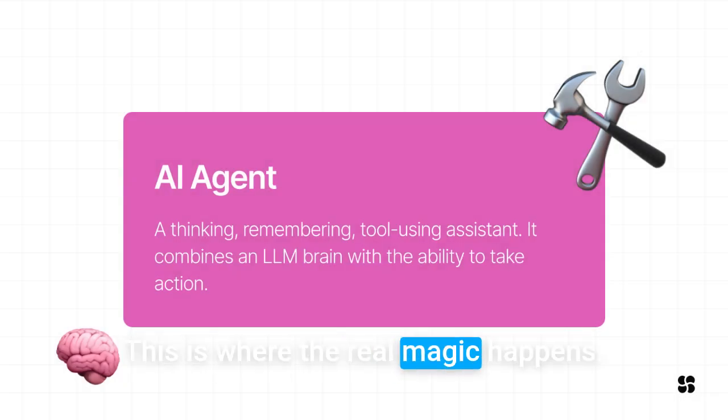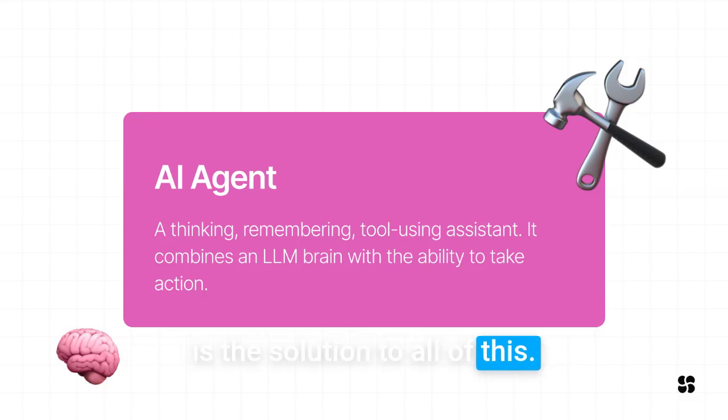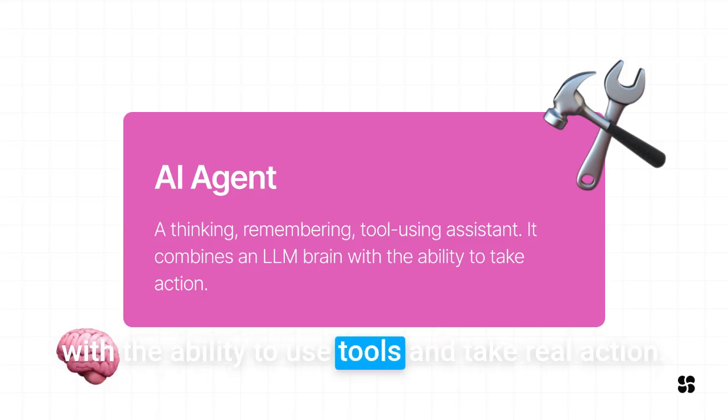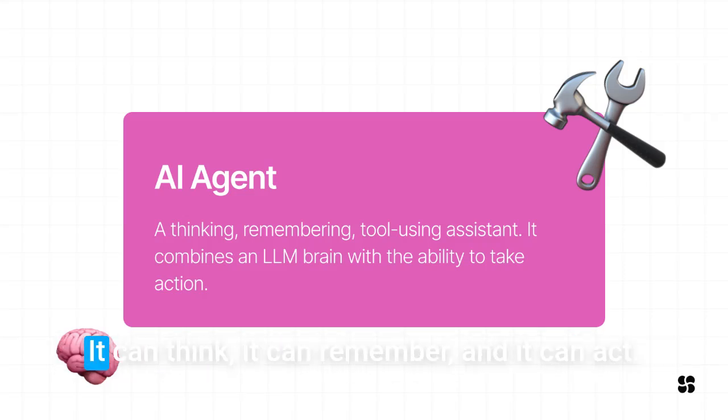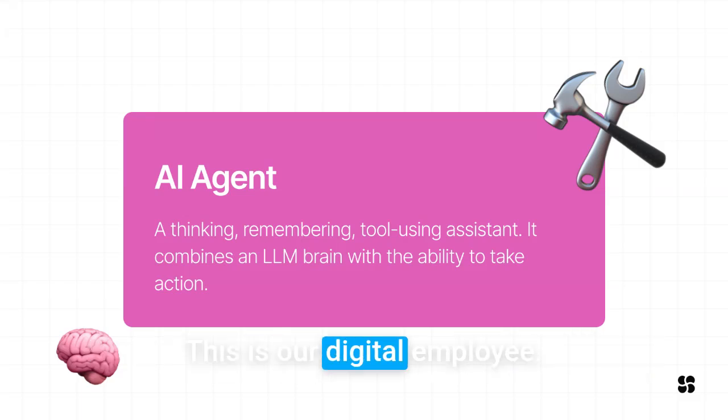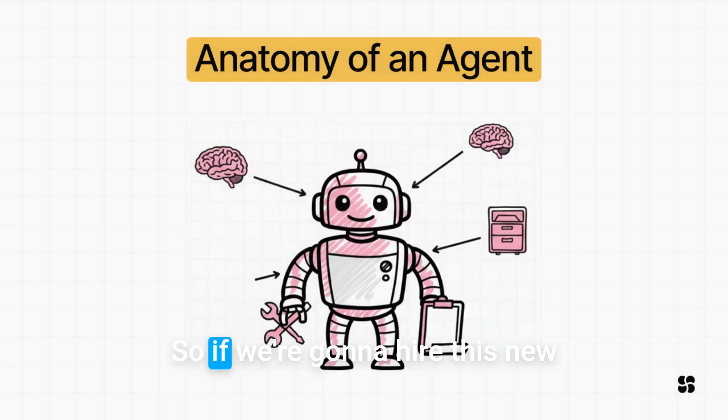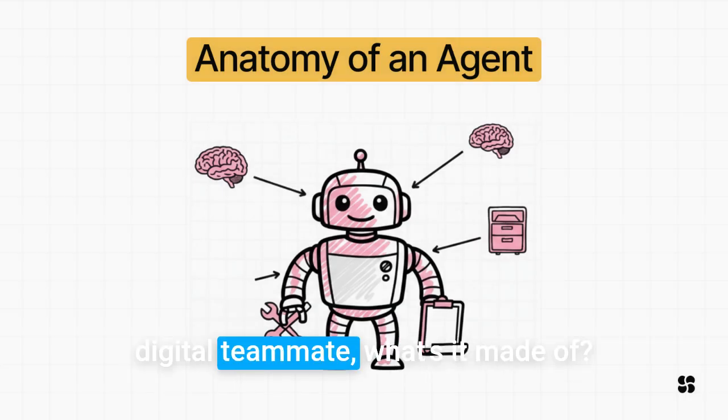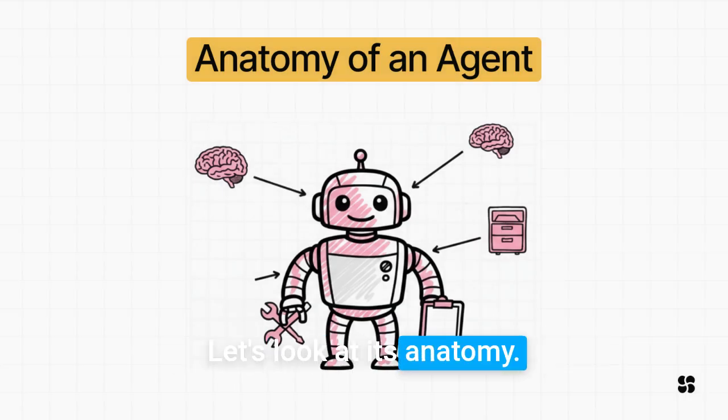This is where the real magic happens. The third layer, the AI agent, is the solution to all of this. It combines the brain of that language model with the ability to use tools and take real action. It can think, it can remember, and it can act. This is our digital employee. So if we're going to hire this new digital teammate, what's it made of? Let's look at its anatomy.